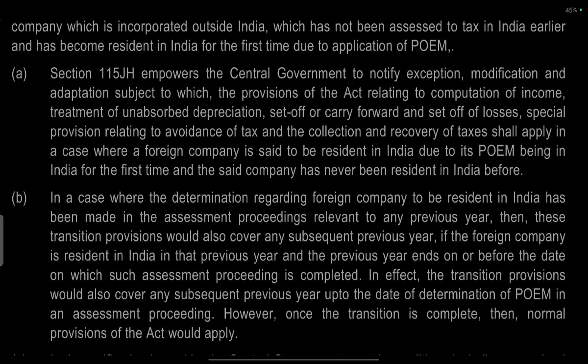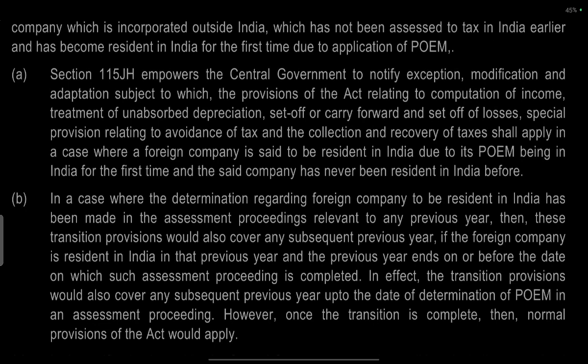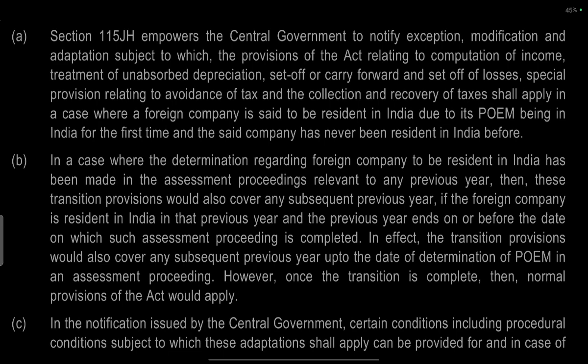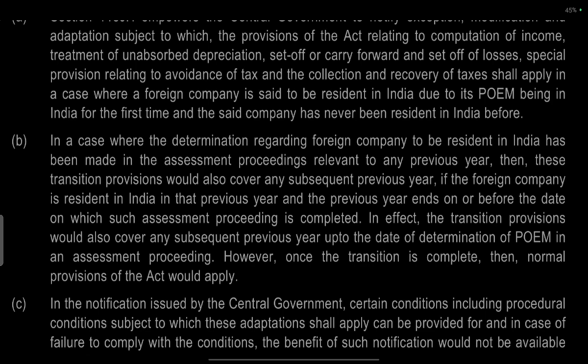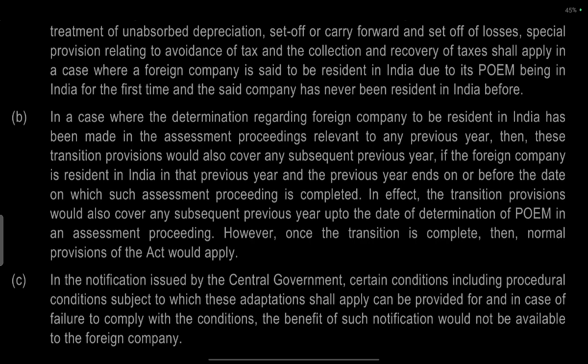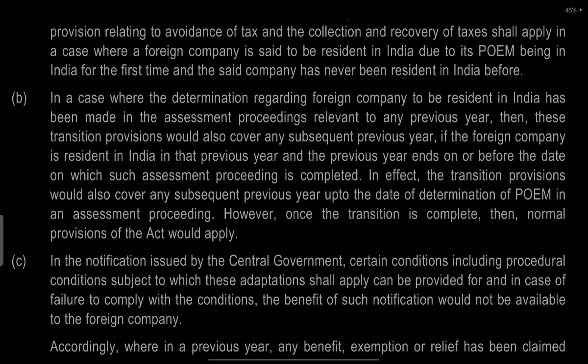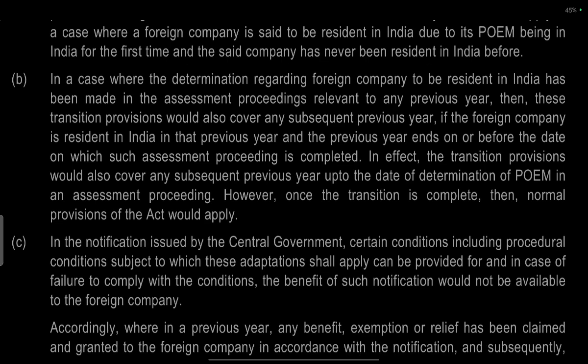Section 115JH gives the power to the central government to notify exemption, modification or adaptation subject to which provisions of the Act relating to computation of income, treatment of unabsorbed depreciation, set off and carry forward of losses, special provisions relating to avoidance of tax and collection and recovery of taxes shall apply, in the case where a foreign company is resident in India due to the POEM being in India for the first time, and the said company has never been resident in India before. This applies where the determination regarding the foreign company being resident in India has been made in the assessment proceeding.